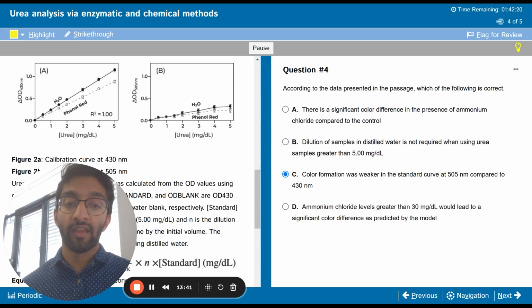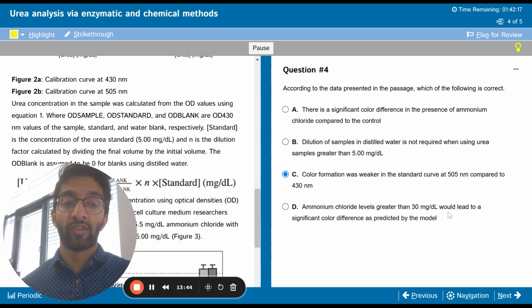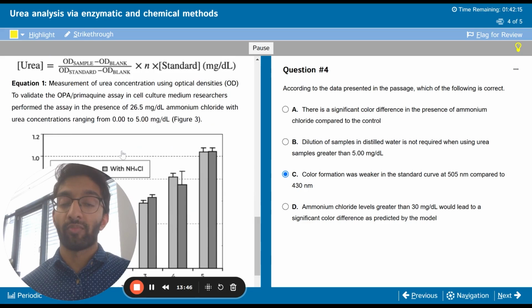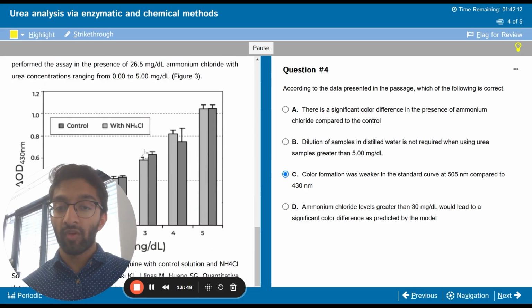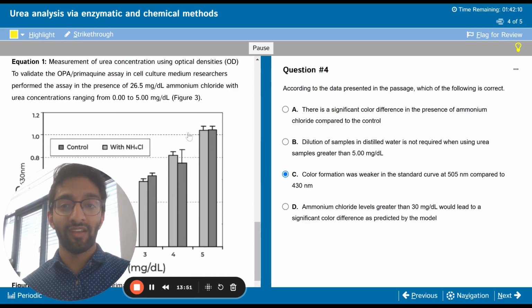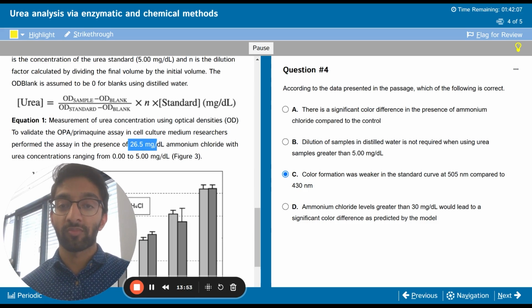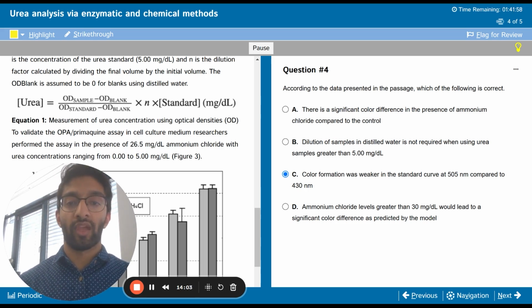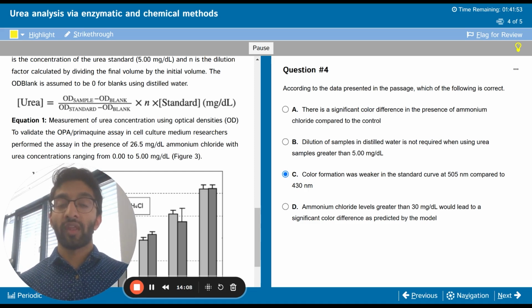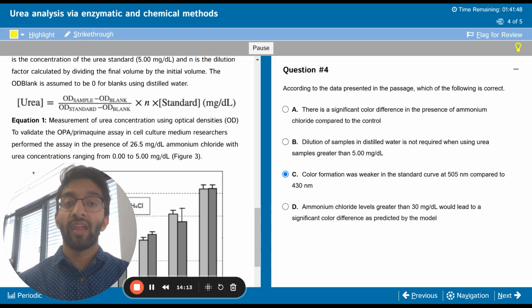Okay, and then lastly, D, ammonium chloride levels greater than 30 milligrams per deciliter would lead to a significant color difference as predicted by the model. Well, there's nothing about ammonium chloride concentration in here, right? They do mention it in this paragraph as 26.5, but I don't know why it's that value or what increasing or decreasing might do. So rather than just assume that it's super important that we increase it, don't make that jump. Just stick within the confines of the passage and understand that if they haven't told you what it does, it's not because they assume you have to somehow figure that out.